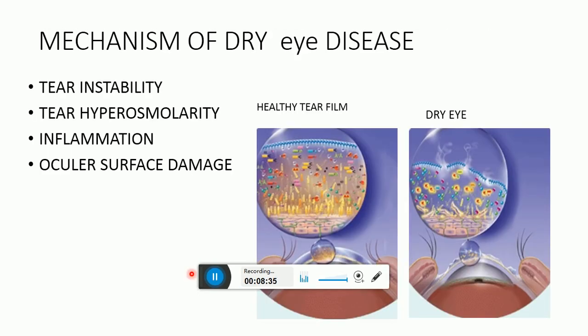Mechanism of dry eye disease. The four core interrelated mechanisms thought to be responsible for the manifestation of dry eye are tear instability, tear hyperosmolarity, inflammation, and ocular surface damage.